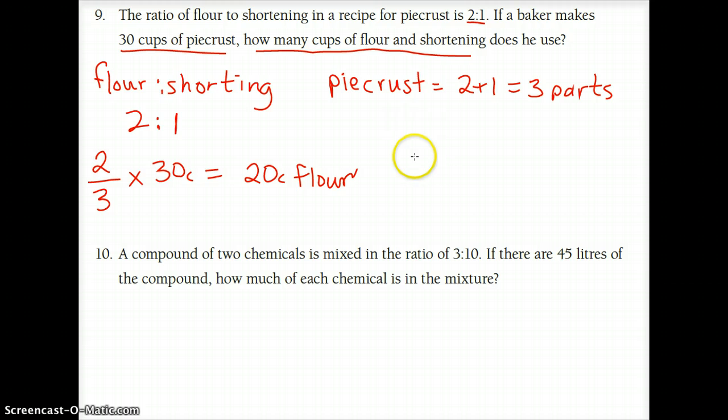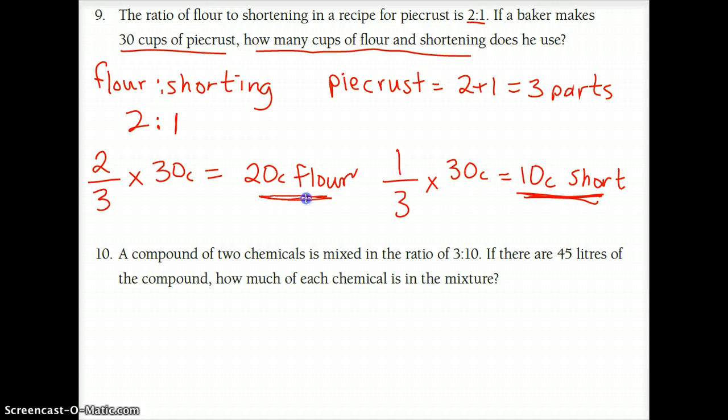For our shortening, it's similar. We're going to have 1 part shortening to a total of 3 parts pie crust. So 1/3 times 30 cups, because that's how much pie crust we want to make, and this is going to be equal to 10 cups shortening. So those are our answers there.